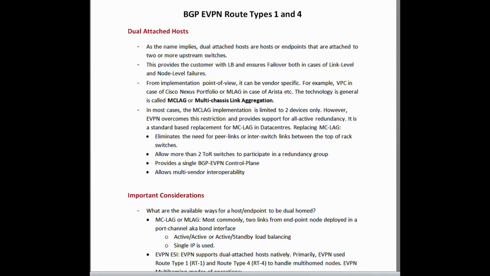Hello everyone, welcome back. In this module, we will discuss BGP EVPN route types 1 and 4. But before we discuss EVPN route types 1 and 4, it is very important that we discuss multi-homing.